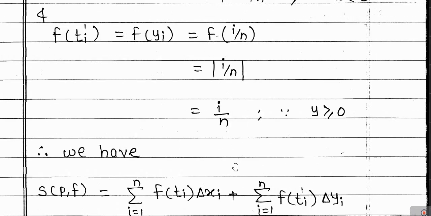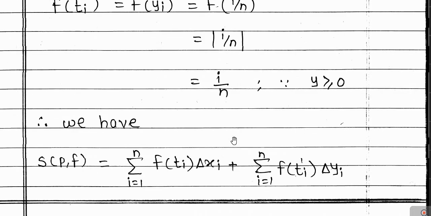Now here we have divided the Riemann sum into two parts for our convenience. Therefore the Riemann sum over partition P for the function f is equal to the sum of two summations: summation over i equal to 1 to n of f of Ti into delta Xi, plus summation over i equal to 1 to n of f of Ti dash into delta Yi.